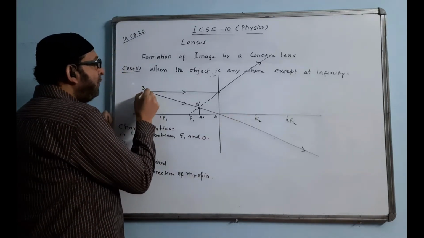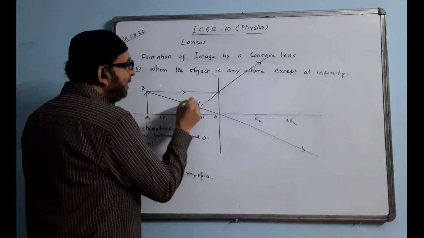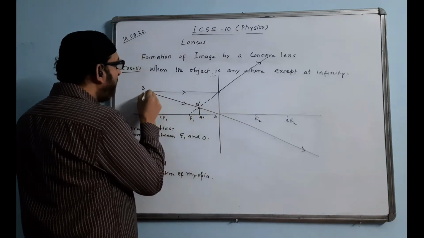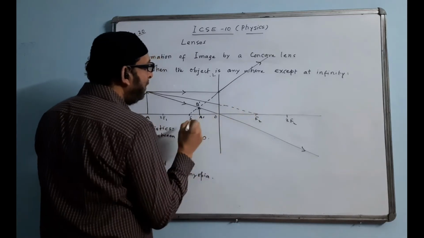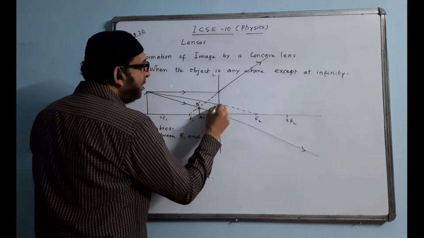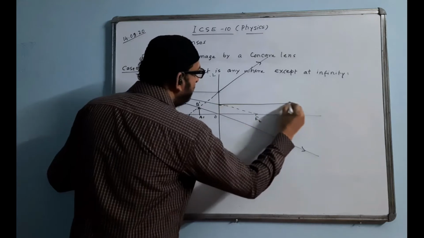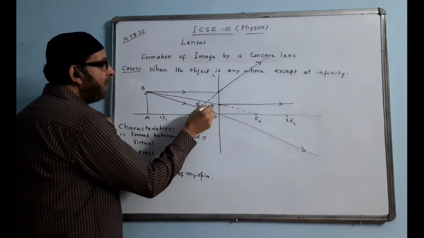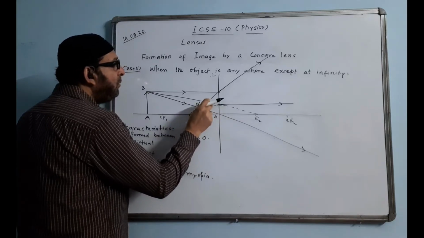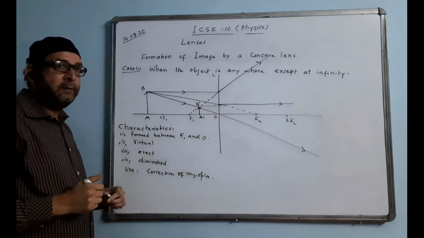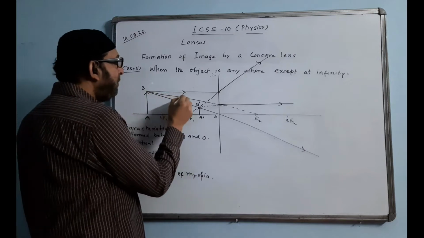From here, we'll draw the line as if it passes through F2, using a ruler like this. But now the ray out here will become parallel. It won't be passing through, but here the dotted line will extend. It will meet there only, where the other two rays are already meeting.